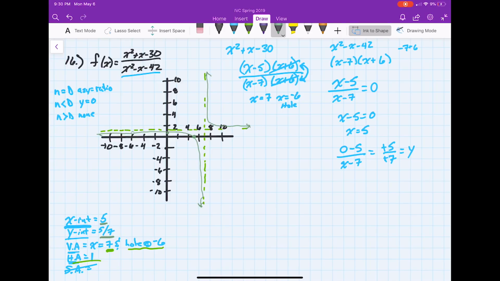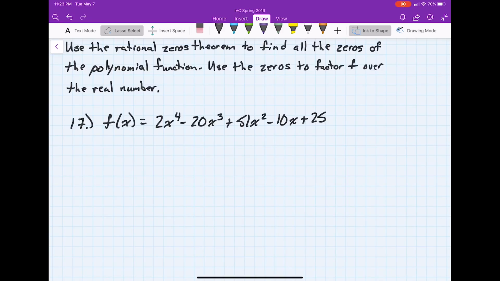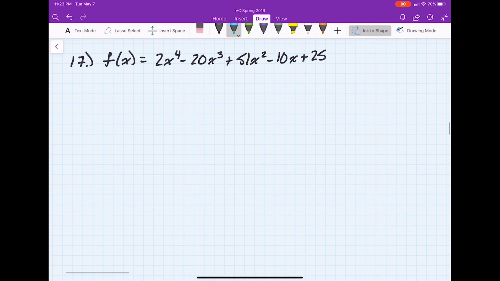All right, so we'll be moving on to number 17. And in these next couple of problems, we'll use the rational zeros theorem to find all the zeros of the polynomial function. Use the zeros to factor f over the real number. So this basically means that we're going to be using synthetic division. So we look at the beginning and end. So this 25, we factor it down. We can see that we have three factors. We have 1, 5, and 25. So we're going to note those down onto the side over here, 1, 5, and 25.